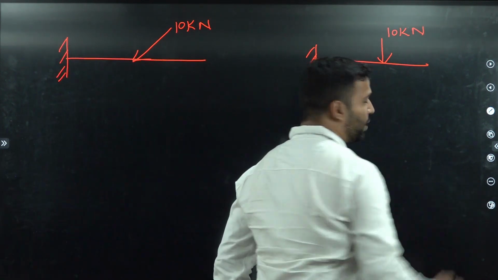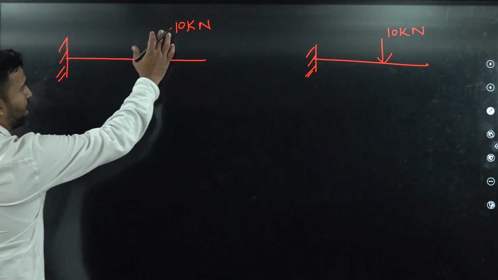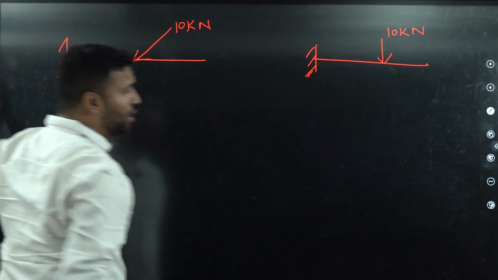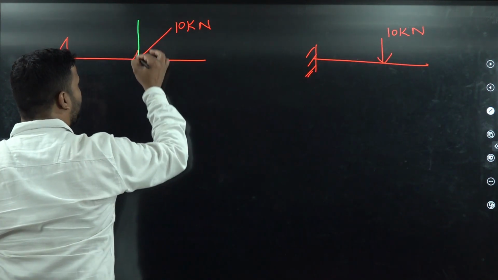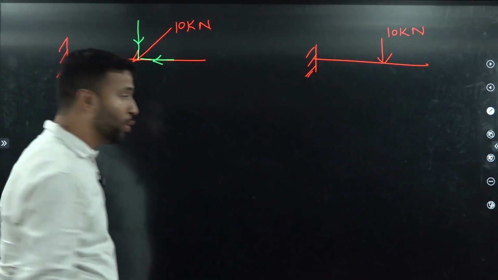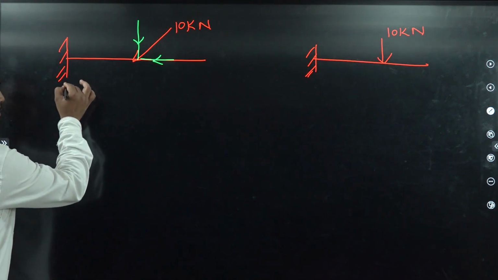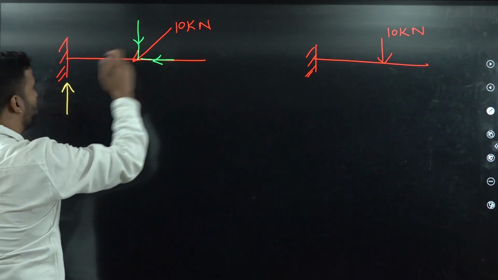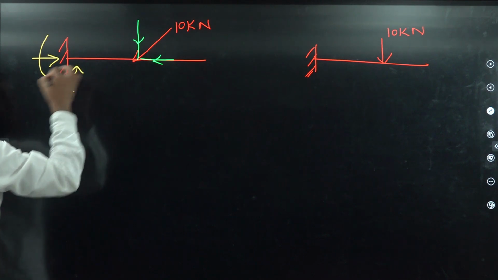Just try to solve. Now students, if we make the reactions here, then this particular loading, that is the inclined loading, will have two components. One component will be in the downward direction like this, and another component will be in the horizontal direction like this. Now, to balance this vertical loading, we will have a vertical reaction. To balance this horizontal loading, we will require a horizontal reaction here.